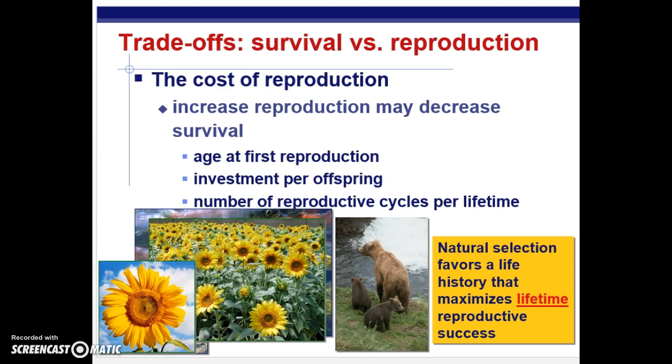So natural selection is going to favor a life history that maximizes the entire lifetime reproductive success. So that's why bears can invest a lot of energy in one or two cubs, because over their lifetime, that's going to actually give them the best survivability or survivorship over time and as a population. And it tends to favor that. Whereas the sunflowers are going to be better served by having a lot of offspring.